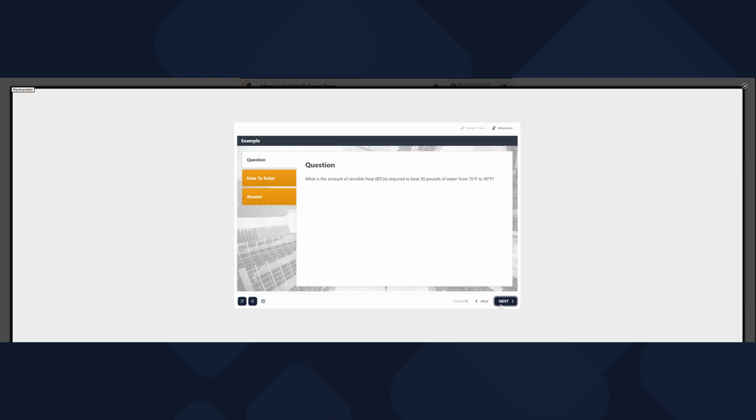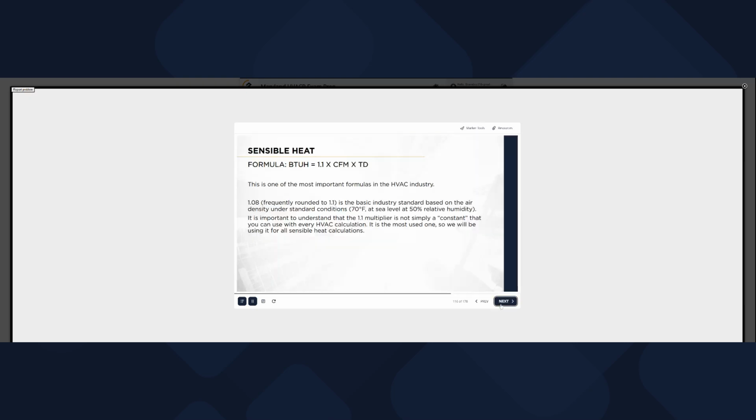Let's work through another example. Click the next button or on each tab to see how sensible heating BTU is measured by the formula BTUH equals 1.1 times CFM times TD. This sensible heat formula is one of the most important formulas in the HVAC industry. Memorize it. 1.08, frequently rounded to 1.1, is the basic industry standard based on the air density under standard conditions.